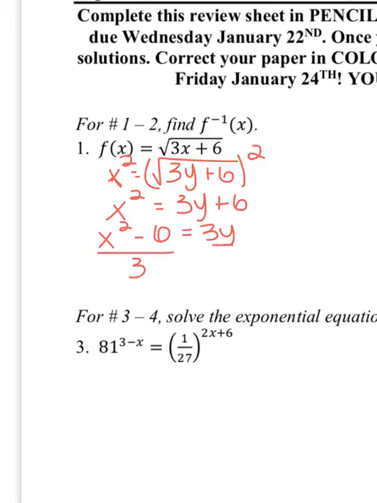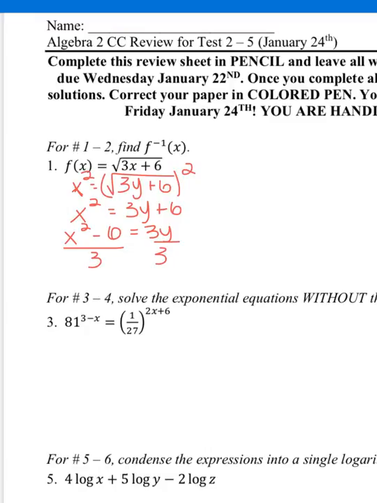So you could write this multiple ways. You could write it just like this. I'm going to make my final answer the inverse notation, f inverse of x equals, I'm going to make this x squared over 3 minus 2. But if you wanted to write x squared minus 6 all over 3, that's still the same thing.